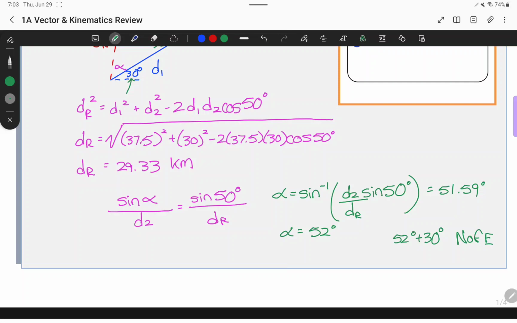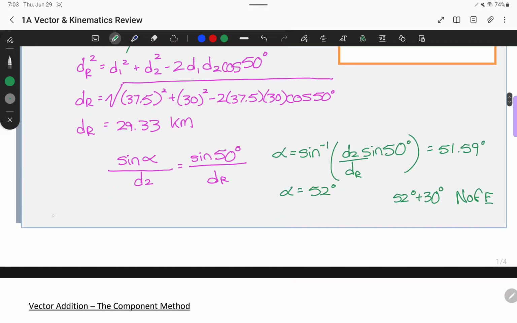So our dr is 29.33 kilometers, but now I'm going to put in my sig fig. So dr is 29 kilometers. And as a direction, that's going to be 82 degrees north of east.